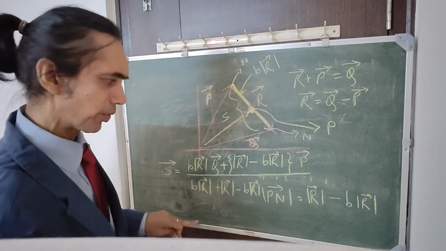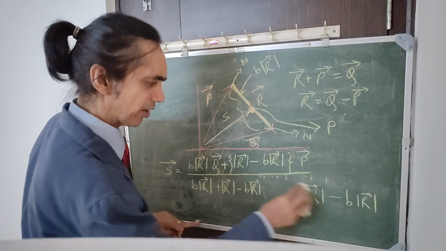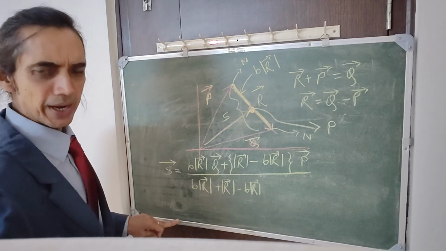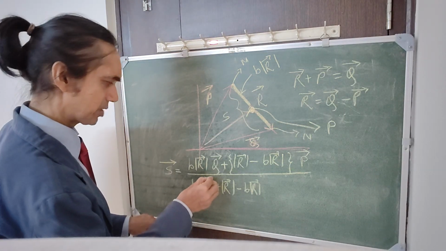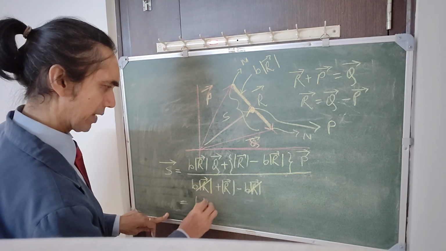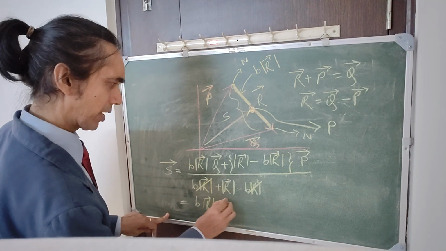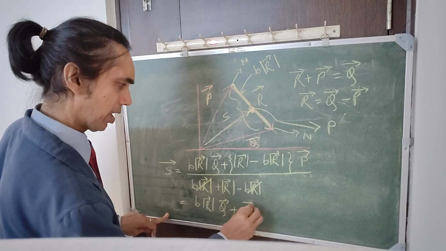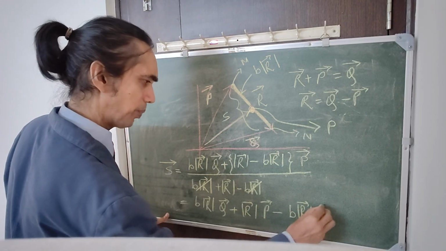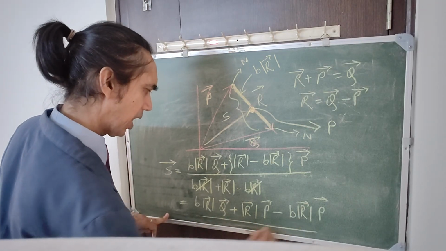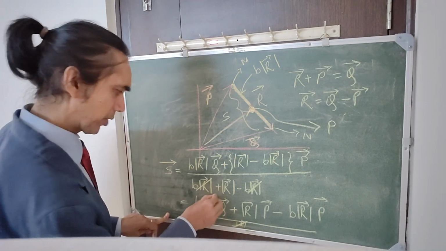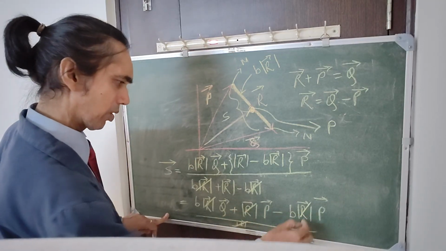I am removing this, otherwise you'll get confused. See for yourself from here what we can cancel. BR and BR are gone, and we are left with R. What we get to see then is B into the magnitude of R multiplied with the Q vector, plus the magnitude of R into the P vector, minus B times the magnitude of R into the P vector, whole divided by the magnitude of R. The magnitude of R cancels out.